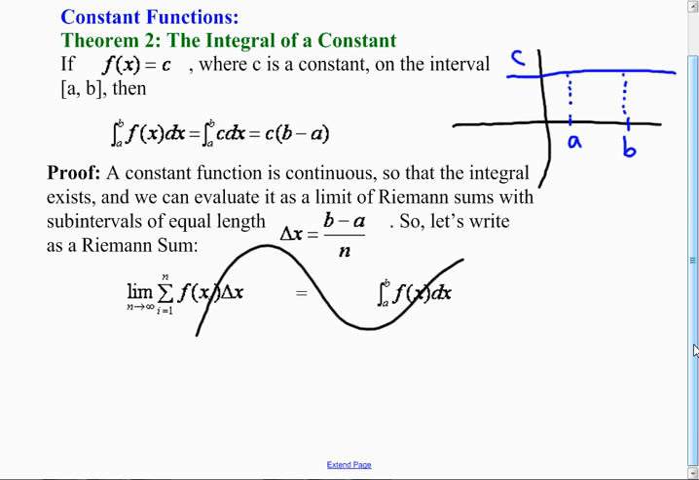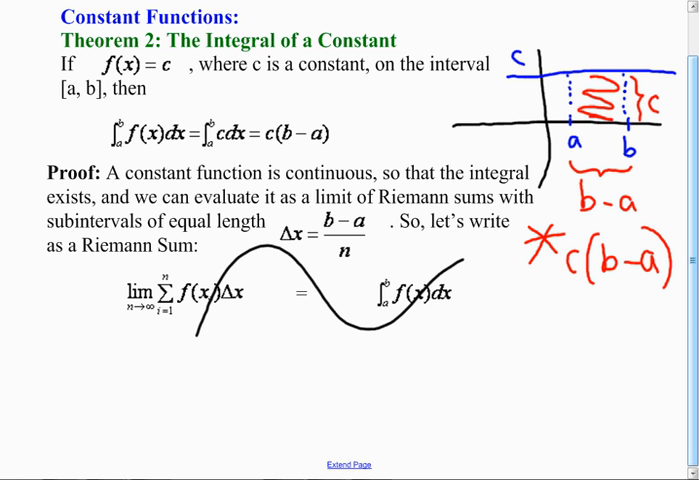How do you find the area? What's this length? B minus a. What's the height? It's c. What's the area then of the whole thing? It's c times b minus a. And I really should put a star by that because I've seen that on the exam in very subtle forms, but it's there. They'll have you do the antiderivative, they'll have you do an integral of a constant. And it's just the constant times how wide the interval is. But if I draw the picture, I figure it out.